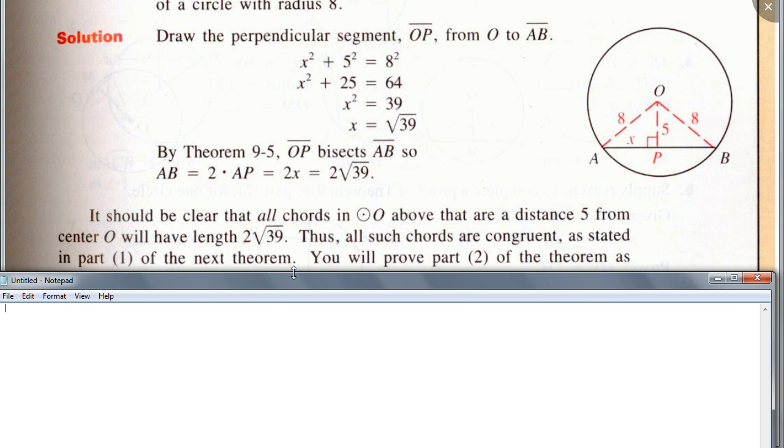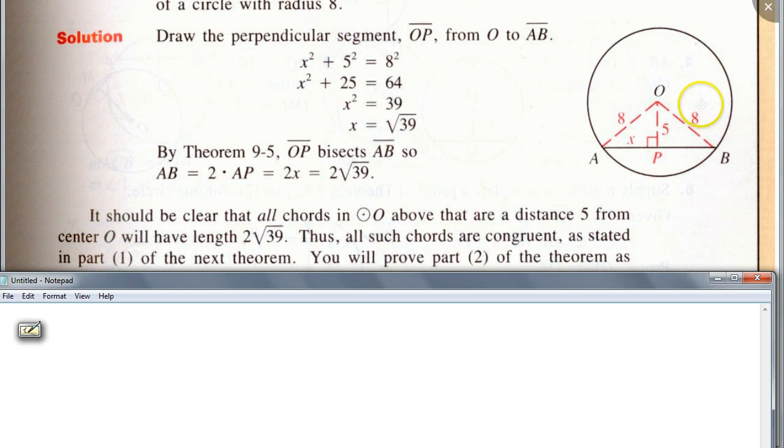If, from this example, I told you that within the same circle or a congruent circle, I have a chord that has a length of 2 root 39, what can you tell me about this chord in terms of distance from the center? It's always going to be 5. Does that make sense? You could actually imagine this chord moving around this circle, right? If you were to move this chord around this circle, the distance from the center to this chord is always going to remain as 5 units.